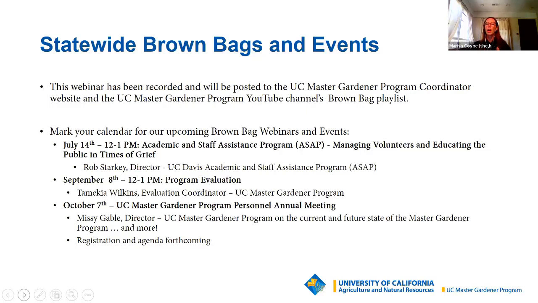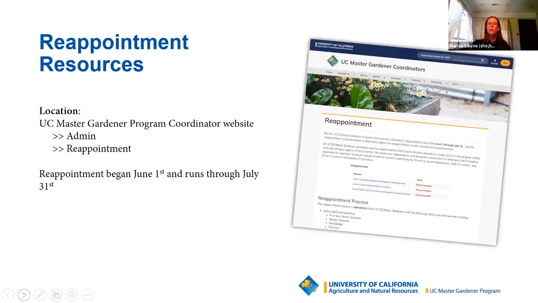But our annual meeting is going to be on October 7th. Please save 9 to 3 on that day. Don't worry, we won't be on Zoom that entire time period. We'll build some breaks in there, but that should be a really great webinar. We're going to have a great state of the program address from our director, Missy Gable, and a couple of other speakers as well.